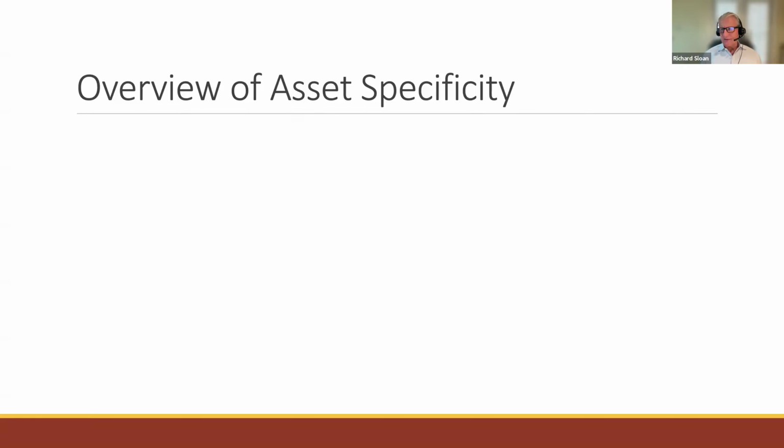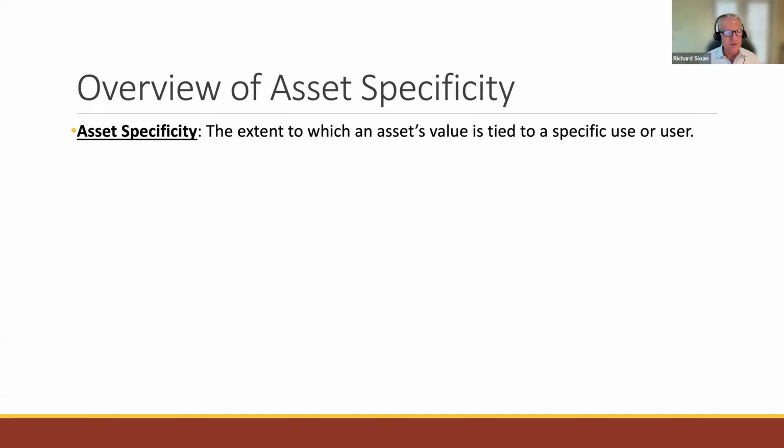So asset specificity, I'm sure many of you are familiar with it, is studied widely in economics. There are important economic theories surrounding asset specificity. It's the extent to which an asset's value is tied to a specific use or user. So at one extreme, you'd think about cash as having very low specificity, right? If you have some cash and give it to someone else, it's worth as much to them as it is to you. But on the other extreme, some assets are highly specific.